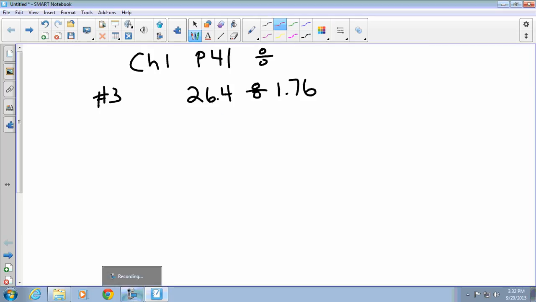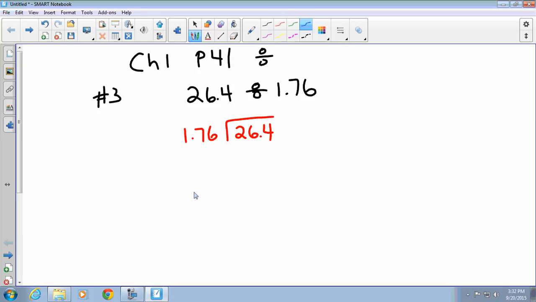We're on chapter 1, page 41. We're dividing with decimals. We're doing problem number 3 on page 41. We have 26.4 divided by 1.76. Well, we remember your dividend is the one that's going to be listed first. So 26.4 needs to go in the box, and 1.76 needs to go outside of the box.